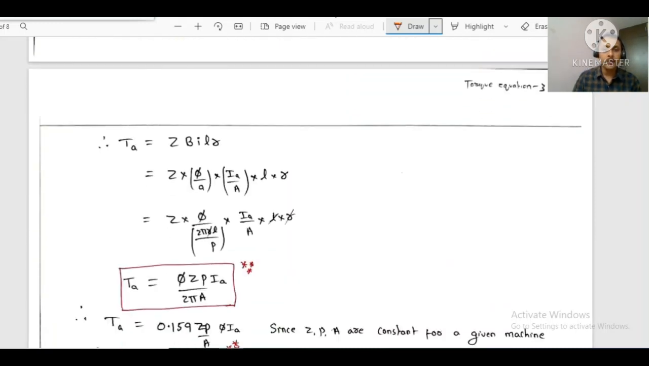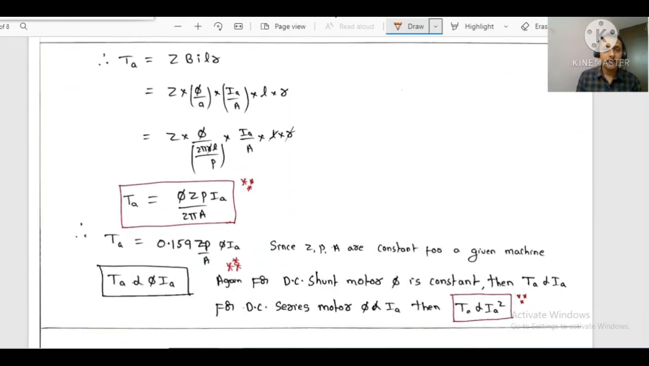So after doing the substitutions, observe here φ by a, Ia by A, L into R. Again in the place of a, let me substitute 2 pi RL by P. Now this L and L will get cancelled, R will get cancelled out. Finally we will get Ta, armature torque, equals, very important, φ ZPIa by 2 pi A. Z number of conductors, P number of poles, Ia armature current, A number of parallel paths.